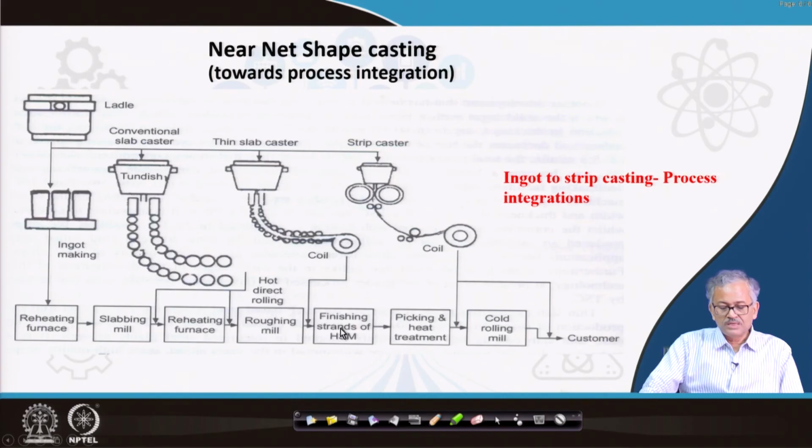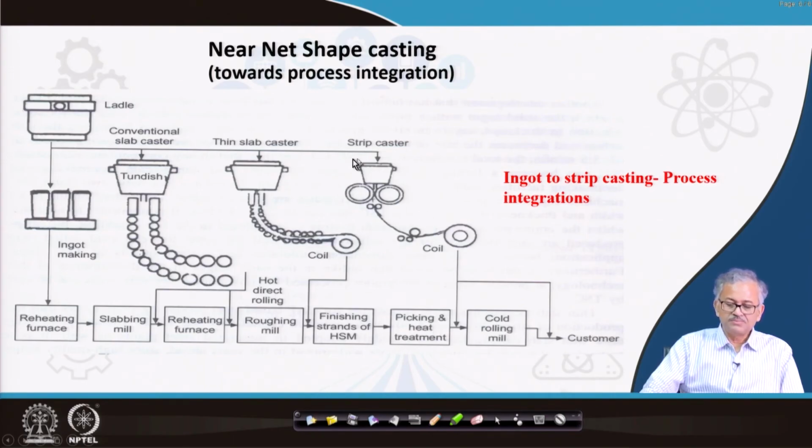From the roughing mill, it goes to the finishing stand, and then pickling, heat treatment, and cold rolling, and then to the customer. In case of thin slab casting, that is the 50 to 80 millimeter thickness slab casting, it can directly enter the finishing stand. Then the pickling treatment will be there, and then cold rolling and to the customer.